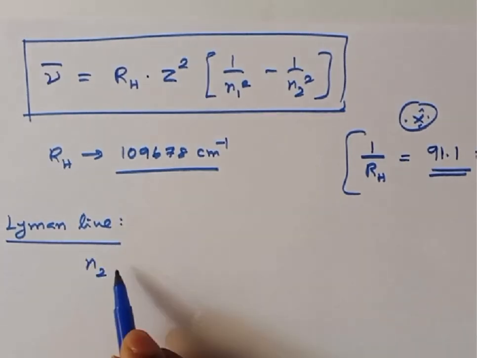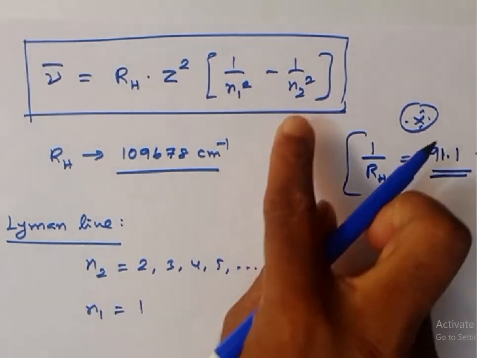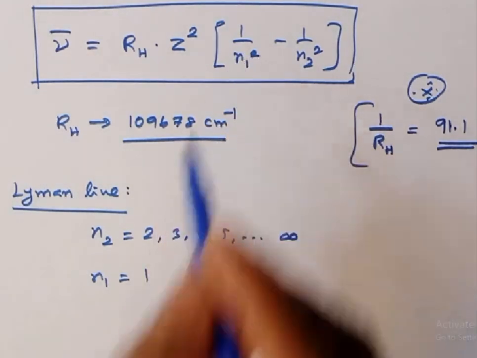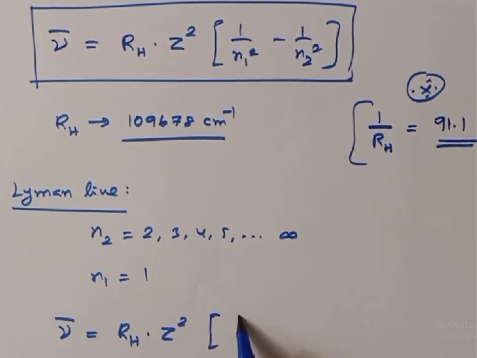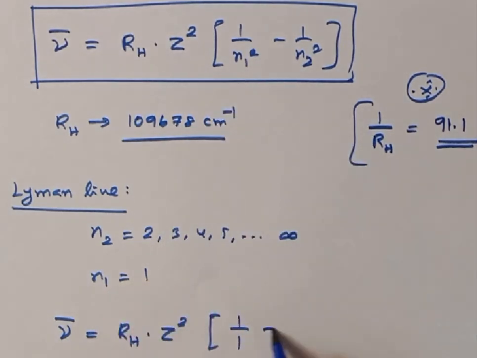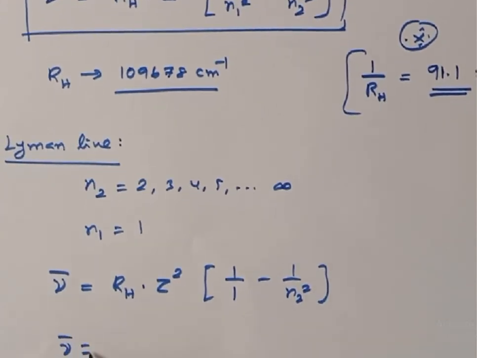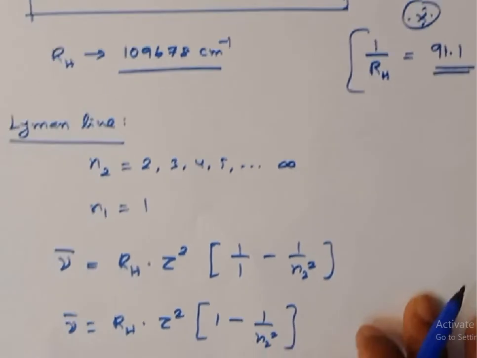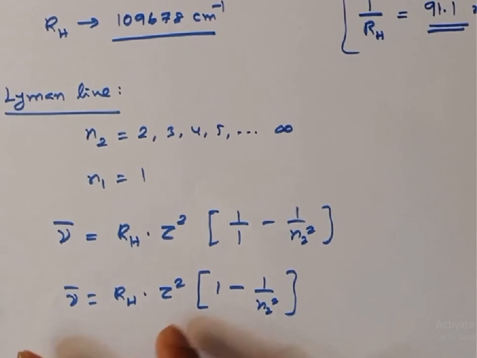N2 can be any higher value. It can be 2, 3, 4, 5, etc., up to infinity. But N1 should be 1. Therefore, in this formula, in the place of N1, I'll put 1. So what will I get? Nu bar equals Rydberg constant for hydrogen atom into Z square into 1 by 1, because N1 is 1, minus 1 by N2 square. So this formula gets reduced to RH into Z square into 1 minus 1 by N2 square in the case of Lyman series. This is the formula for Lyman line.